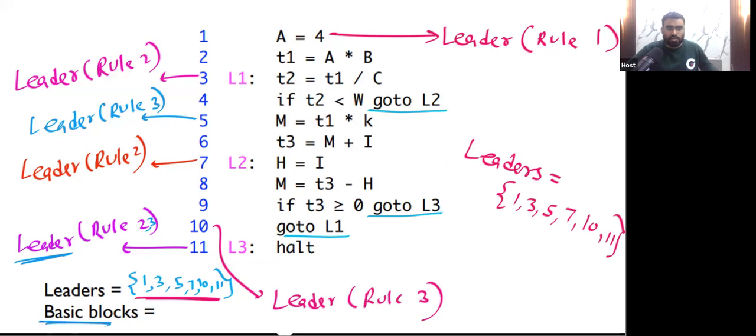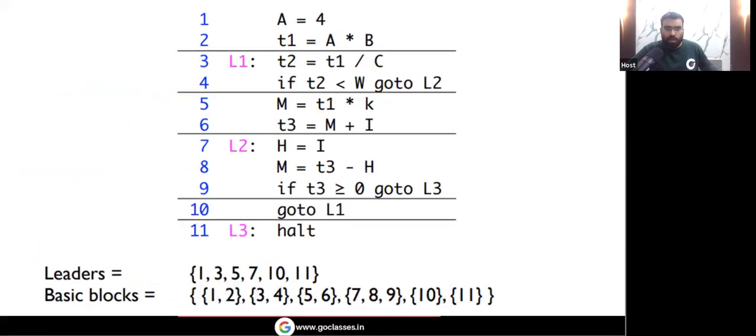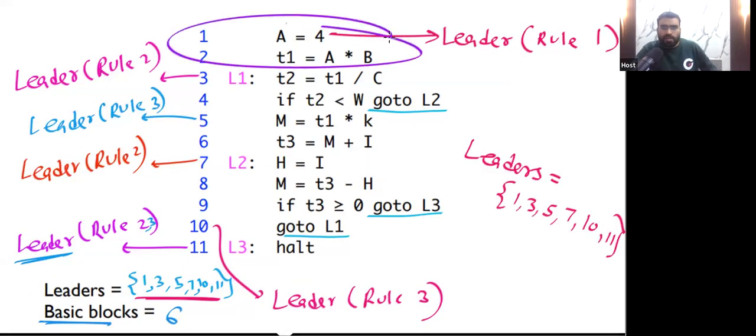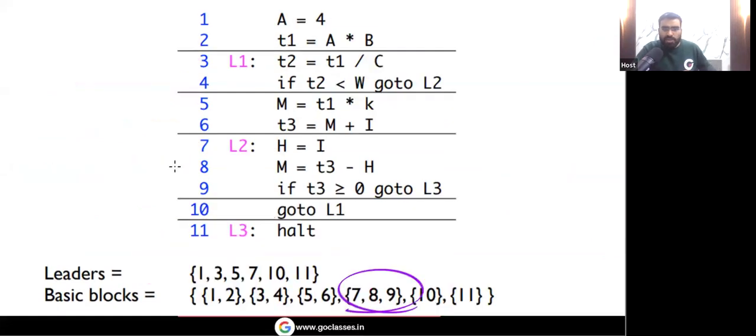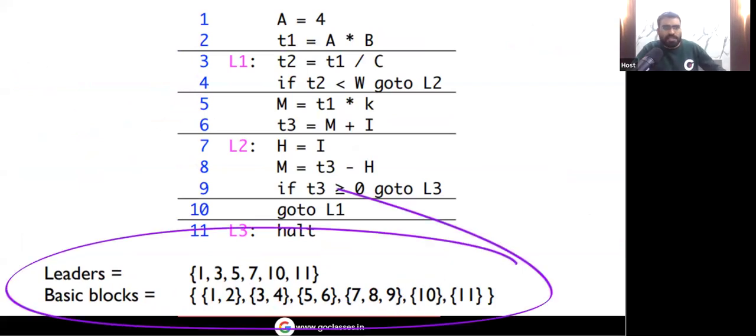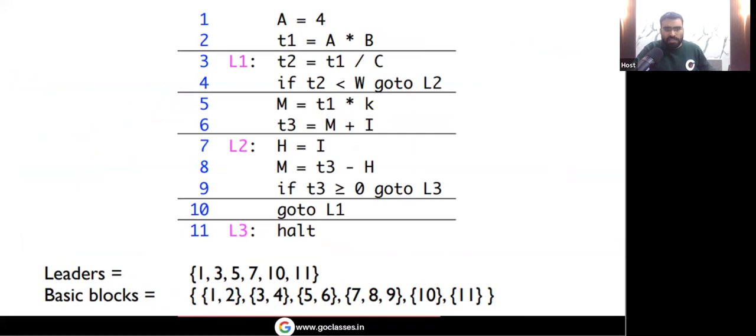And how many basic blocks will there be? That you already know: there will be 6 basic blocks. Can you tell me which are the basic blocks? Just go from leader to leader. 1, 2 is a basic block. 3, 4 is a basic block. 5, 6 is a basic block. 7, 8, 9 is a basic block. 10 is a basic block. 11 is a basic block. So you can easily see there will be 6 basic blocks and 6 leaders.